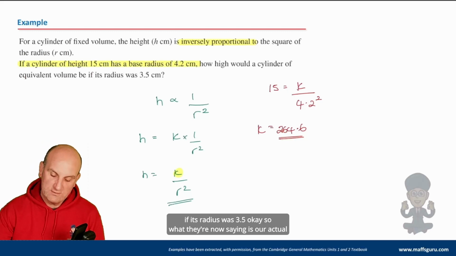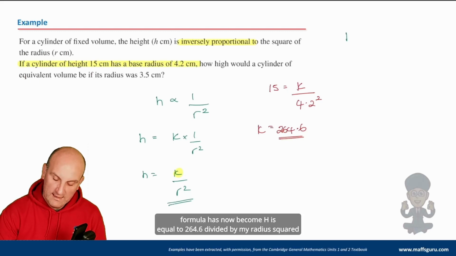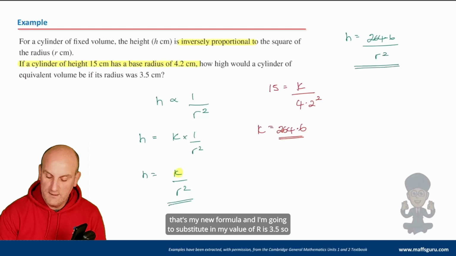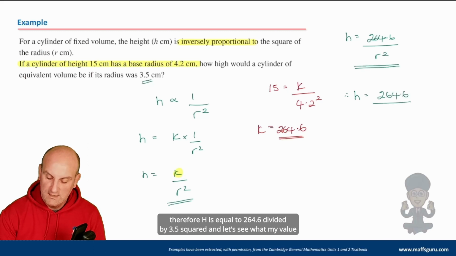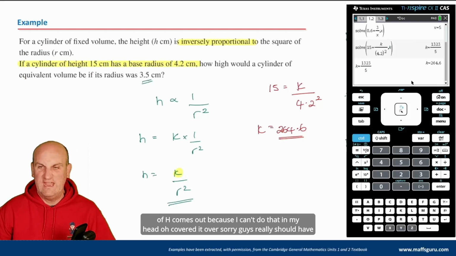Okay. So what they're now saying is our actual formula has now become h is equal to 264.6 divided by my radius squared. That's my new formula. And I'm going to substitute in my value of r as 3.5. So therefore, h is equal to 264.6 divided by 3.5 squared. And let's see what my value of h comes out, because I can't do that in my head.